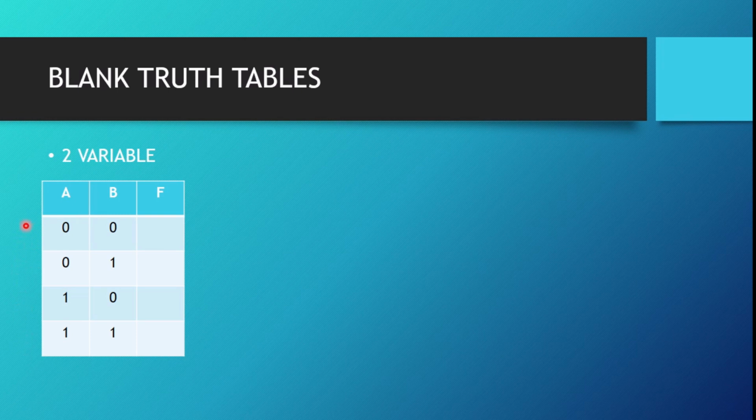So, what is the binary of 0? 0, 0. Binary of 1, 0, 1. Binary of 2, 1, 0. Binary of 3, 1, 1. Okay.